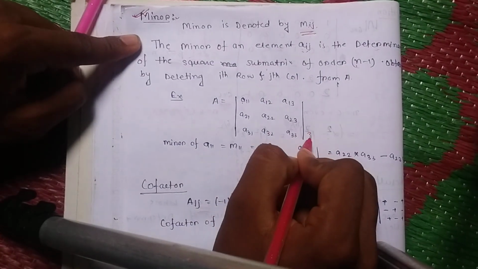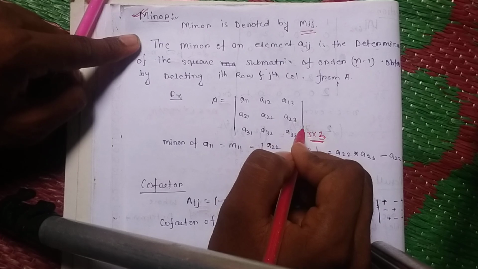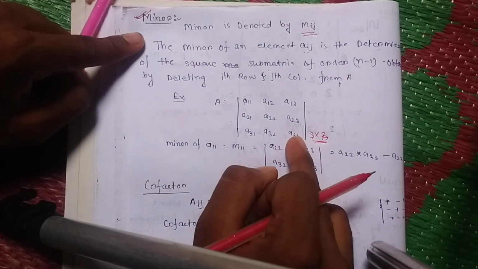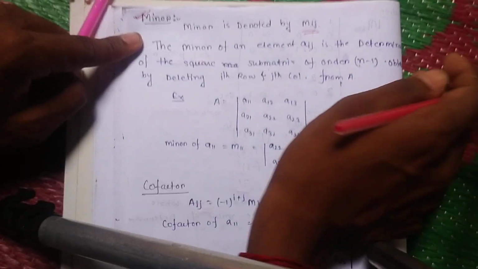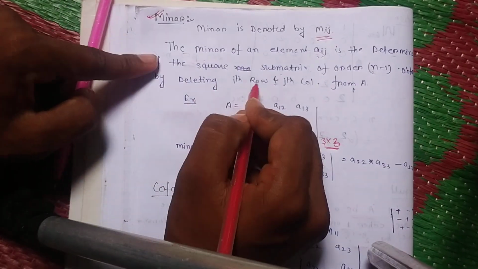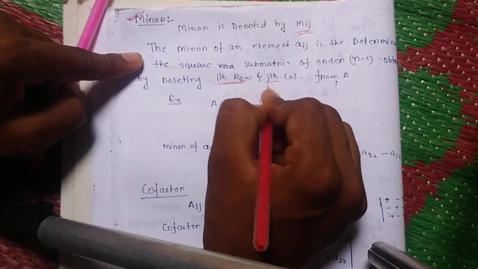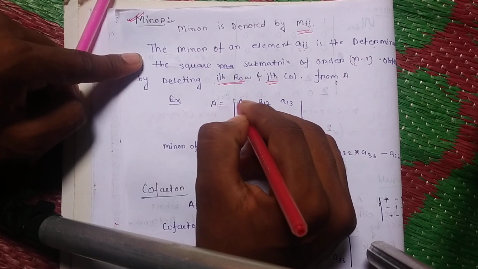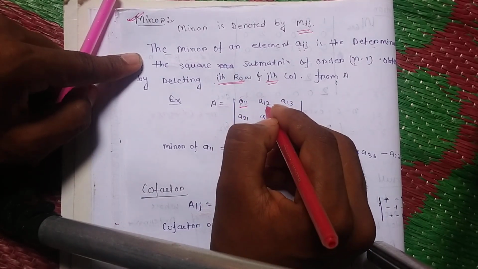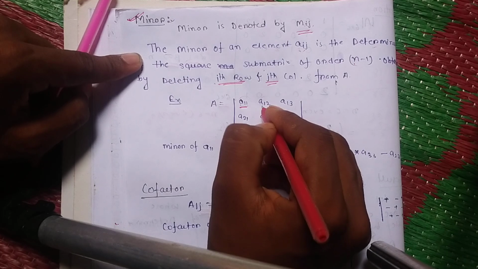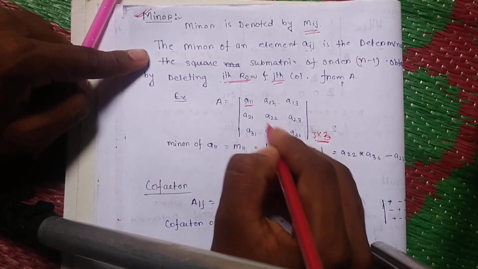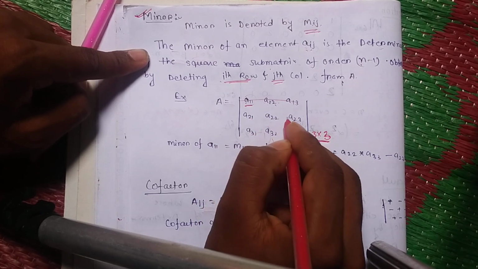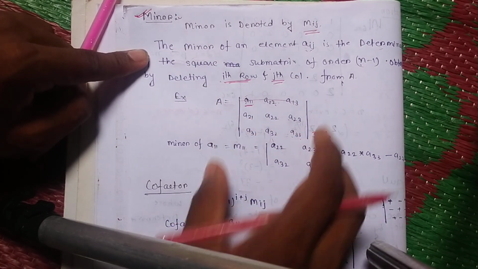Means if it is a matrix of order 3 cross 3, then the minor is of order 2 cross 2. You have to remember it: n minus 1. If it is order 10, then the minor is of order 9. It is obtained by deleting the ith row and jth column. If we want to find the minor of A11, you have to delete the first row and first column. For the minor of A12, you have to delete the first row and second column. Then A21, A31, A23, A33 will be our minors.